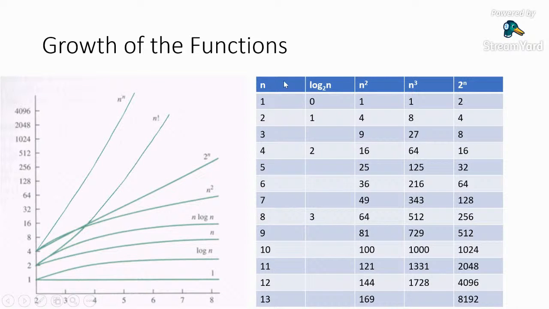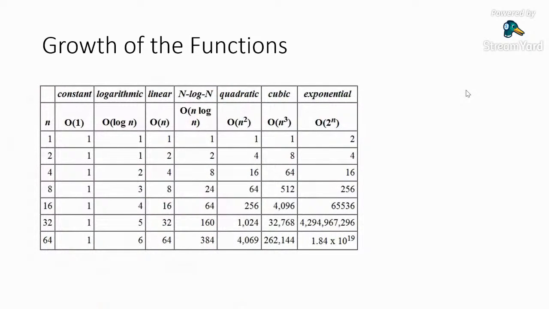Then we had seen the growth of the function where n was this, and these are the functions in terms of n, like log n, n square, n cube, and 2 raised to power n. This is the growth of the functions. First constant is there, then order of 1 is less than order of log n, then order of n, it is less than or equal to order of n log n, is less than order of n square, is less than order of n cube, is less than order of 2 raised to power n, is less than order of 3 to the power n, is less than order of n to the power n.